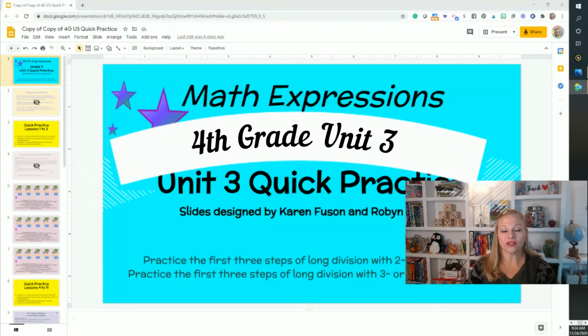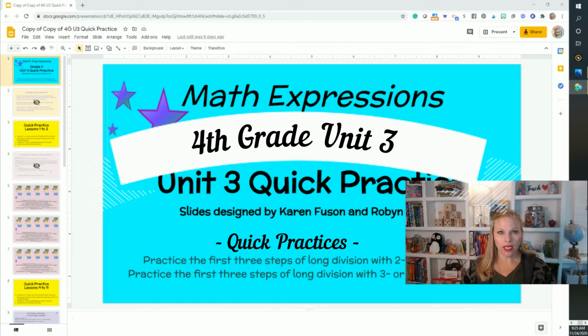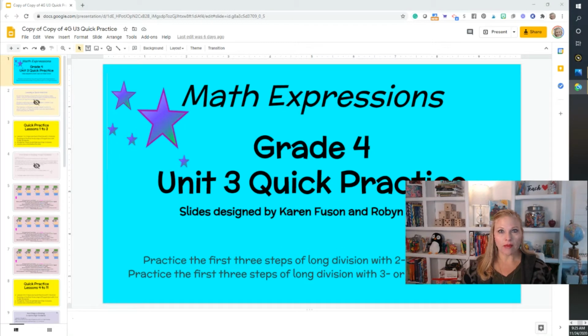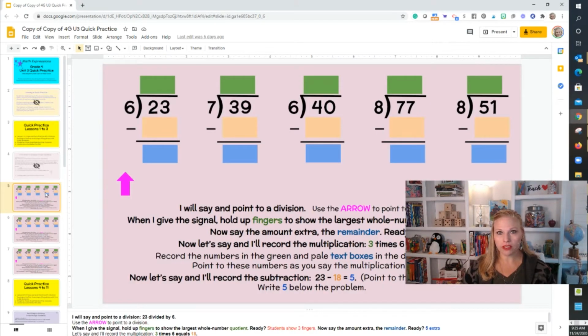Hey, fourth grade. So let's talk about Unit 3 quick practices for grade 4. Now, these are going to stay the same for nearly the entire unit. However, I've made a couple of changes based on what I know about working with fourth graders and the types of algorithms they're going to do.